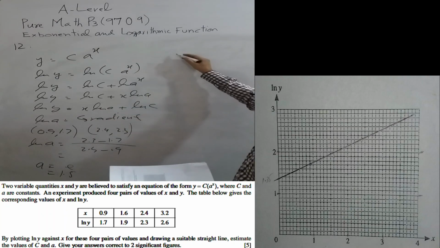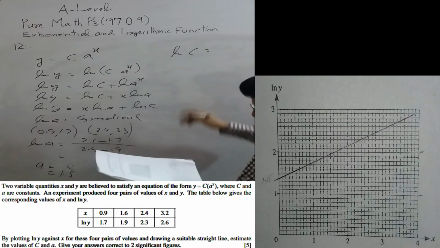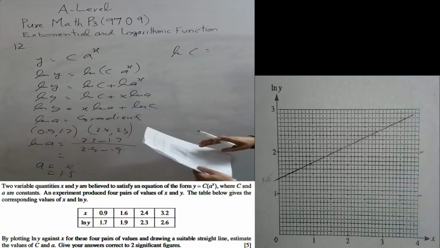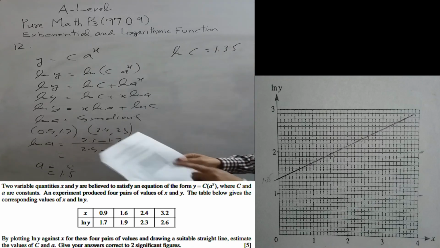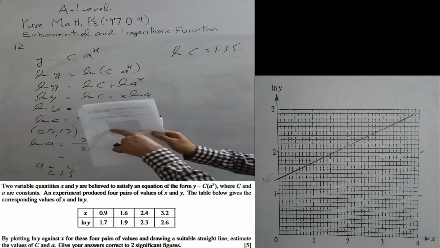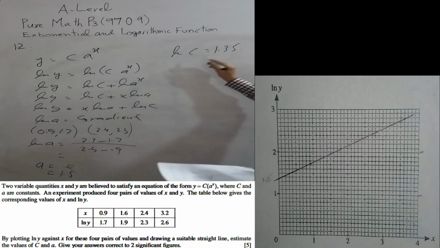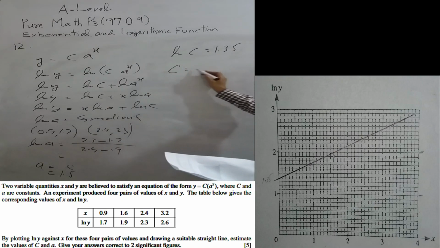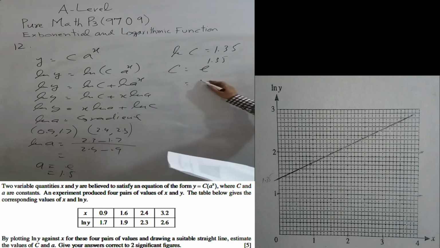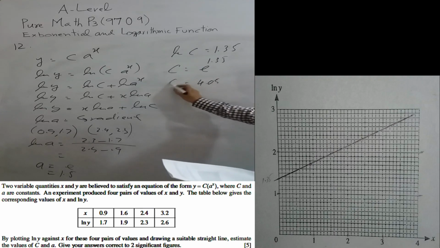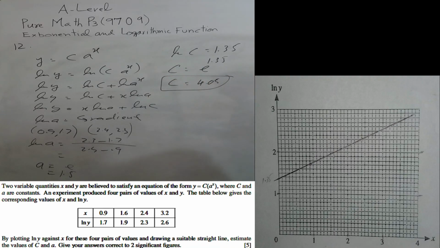Now to find c, ln c, you see on the vertical axis it is roughly 1.35. From the graph you can see the y-intercept is 1.35. So from here c is equal to e raised to the power 1.35, and you will get 4.05. This is the value of c.